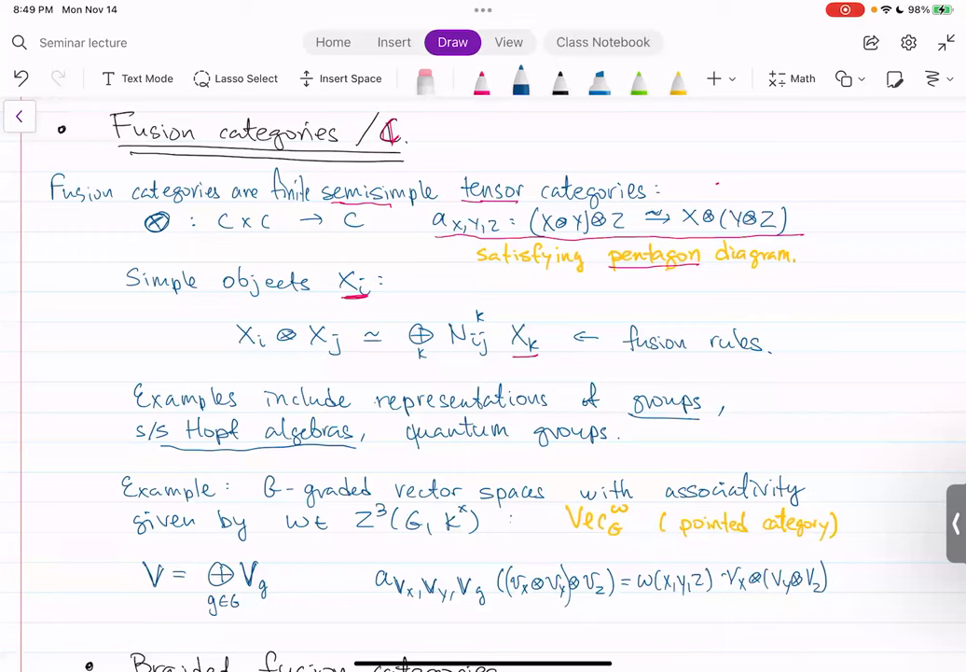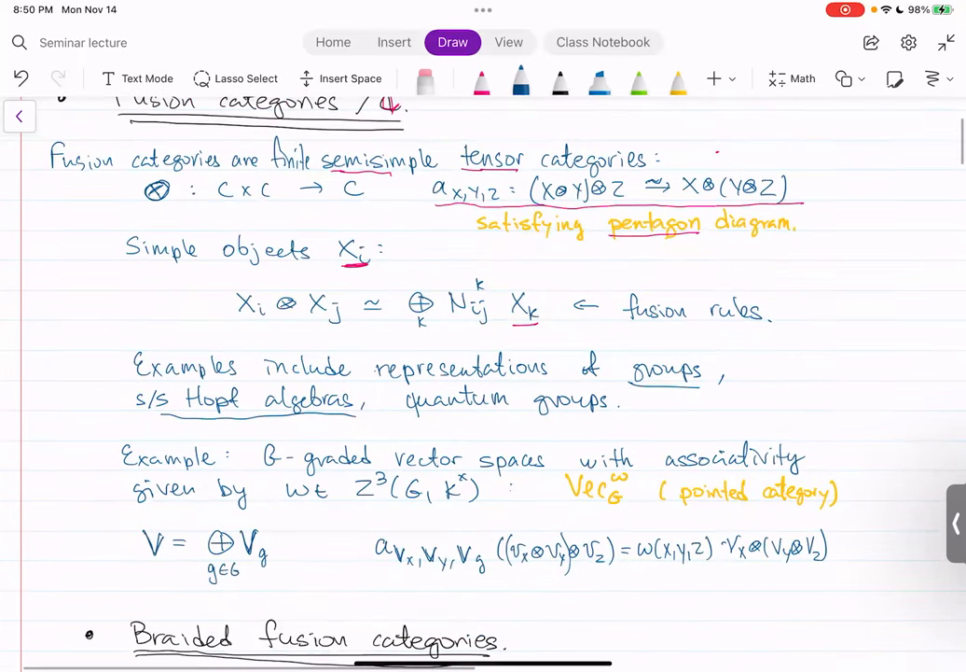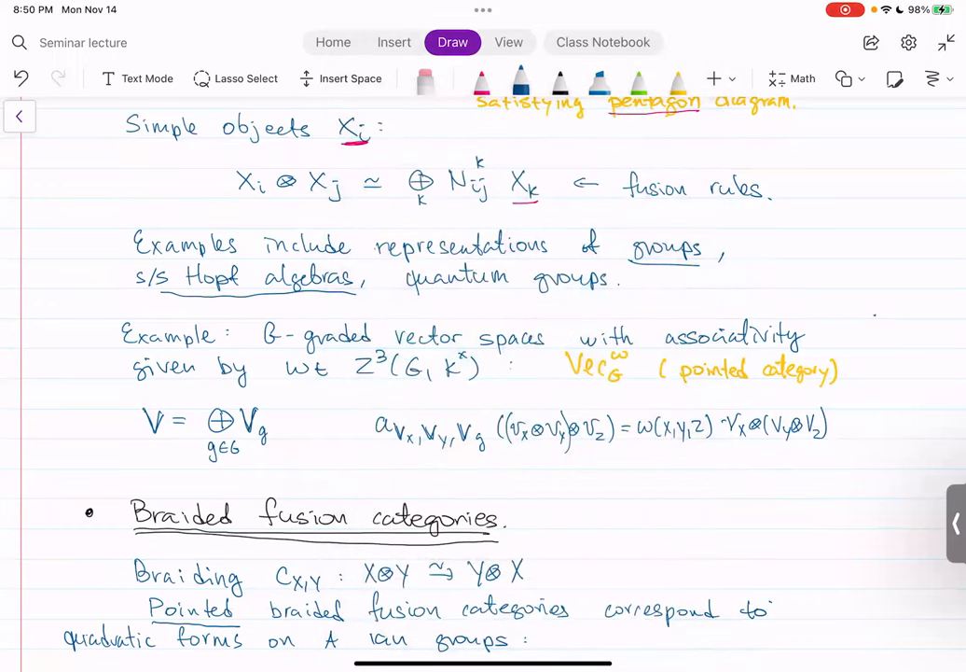So there are many classification results and many interesting examples, but what I'm going to talk about today is a certain group associated to a symmetric fusion category, called the group of minimal extensions, which was introduced by Lan, Kong, and Wen in 2016. But let me give some examples which will be useful in what follows.